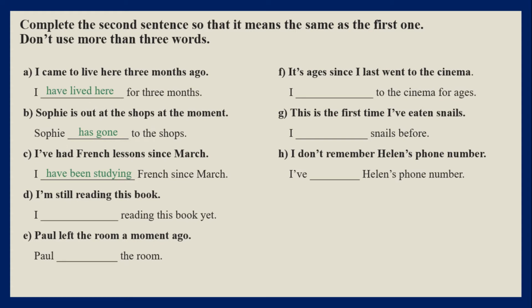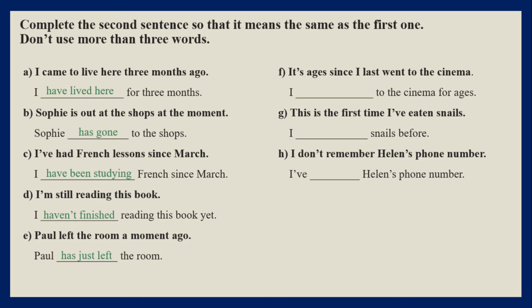D. I'm still reading this book. We say, I haven't finished reading this book yet. Again, something that has not finished yet, so we use present perfect. E. Paul left the room a moment ago. Paul has just left the room. When you say a moment ago, it means you could use present perfect with just.